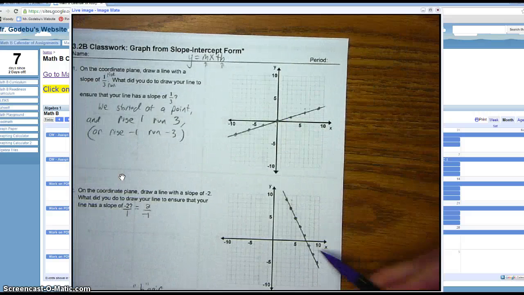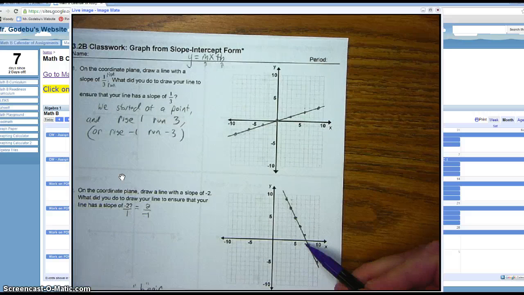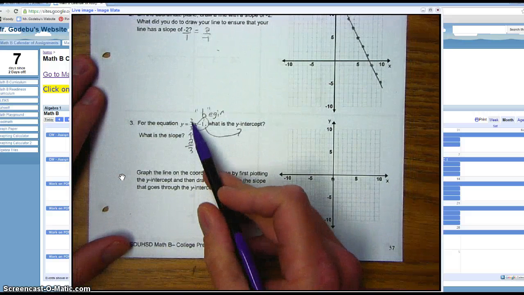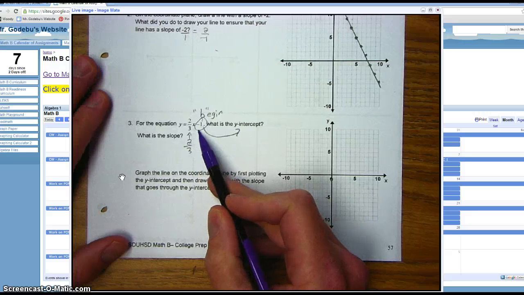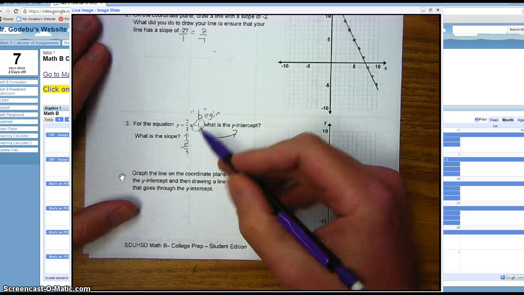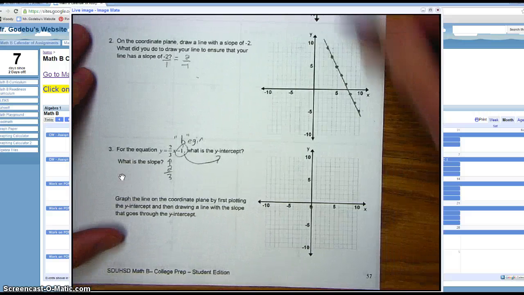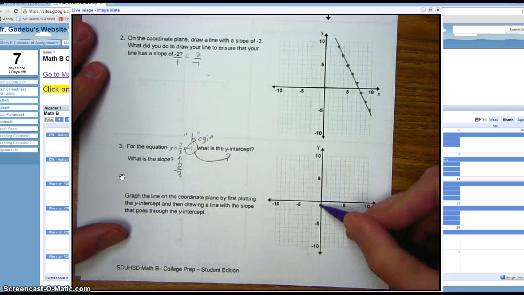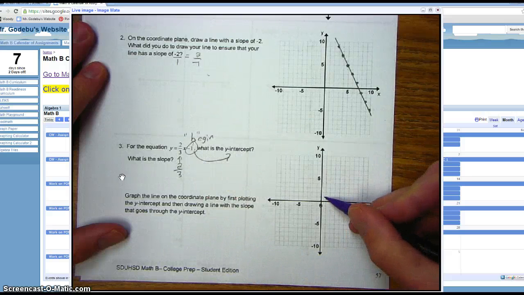So here we just randomly picked any points we wanted to because it didn't tell us anything. It just said draw a line with a slope. Here they're telling us, look, this line has a slope of 2/3 and a y-intercept of -1. So we have to begin at that point of -1. So now, using the slope like we did over here, we're just going to count all the rest of the points on the line that have a slope of 2/3. So you're going to rise 2 and run 3.